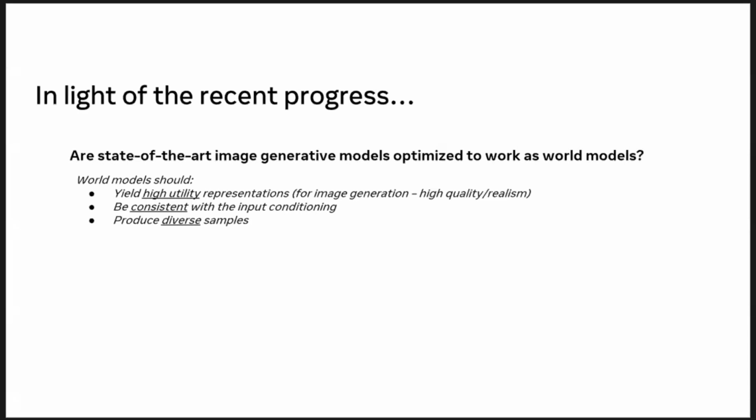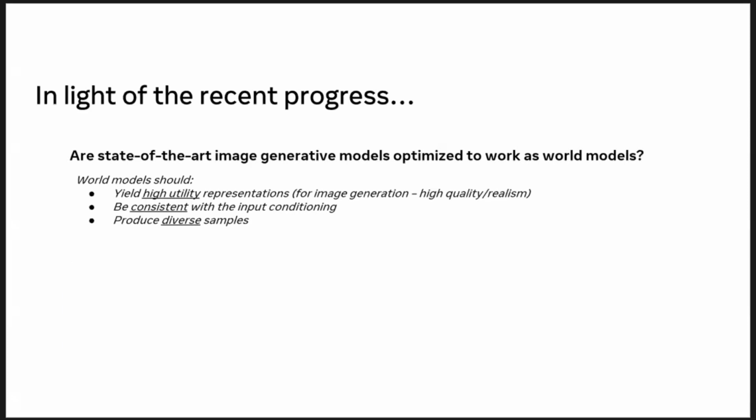We would also want this world model to be consistent. If, again, we think of text-to-image generative models, we would like the images that are generated to be consistent, to represent well what was requested through the user prompt. And we would also like the generations to be diverse. So given a user prompt, we would like the model to be able to get us images that are different from each other.